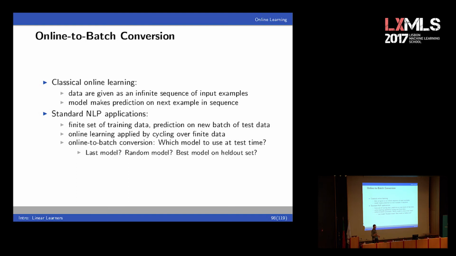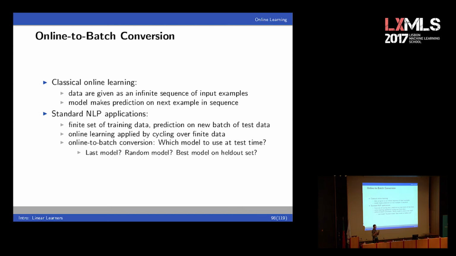And in our setup, we always have these finite data sets, training set, held out set, test set, and we loop over our finite training set. And so we have to ask the question, when we do our actual evaluation, our actual testing, how do we convert from online to batch? Which model do we use when we actually apply it to our unseen test data?